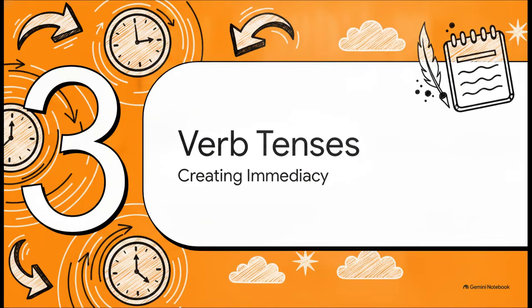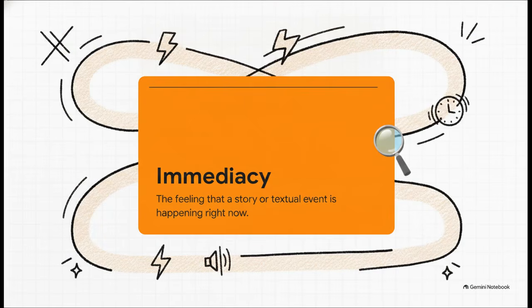All right, shifting gears here. We've tightened up our sentences. Now let's talk about verb tenses and immediacy. Our source material defines immediacy as the feeling that a story or a textual event is happening right now. It's that magnetic pull that completely grabs your reader's attention.